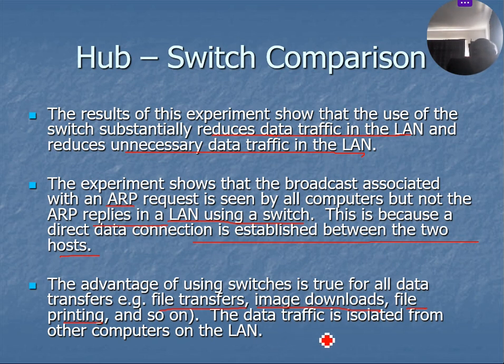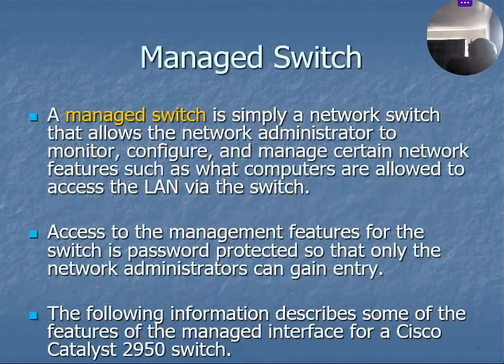Okay, the data traffic is isolated. We've talked about this already. When you use a switch, data traffic is isolated. The reason is that only the two hosts will establish a connection. They continue whatever they want to do among themselves, and they will be isolated from the rest of the ports, or the rest of the computers connected on the network. So other computers on the LAN will be isolated, right? Okay, thank you. Now let's move on quickly.